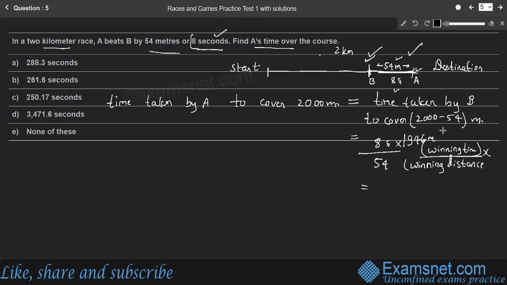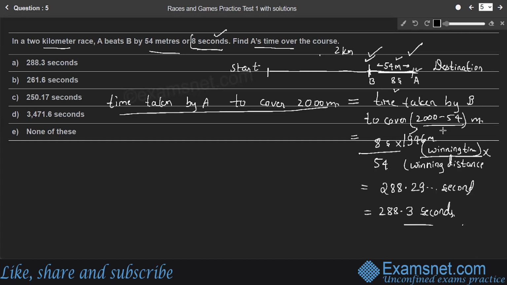So you will get, after calculation, 288.29 something seconds, which is approximately 288.3 seconds required for B to cover 1946 meters. So the same time is required for A to cover the whole distance of 2 kilometers. Therefore, for the given question, option A is the right answer.